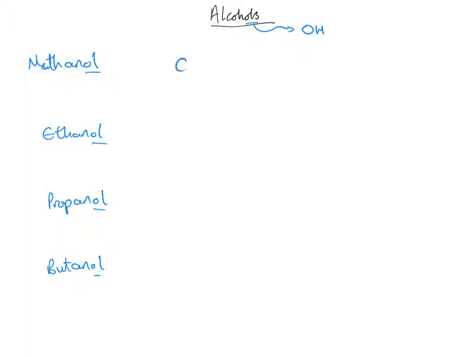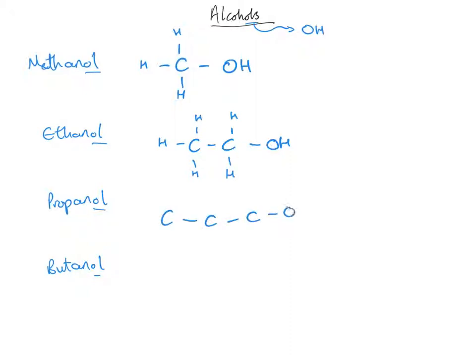So the methanol is the carbon covalently bonded to the OH group. Carbon has 4 bonds. So methanol would look like this. Ethanol, 2 carbons, covalently bonded to the OH functional group. There's ethanol. Propanol is 3 carbons. Again, make sure carbon has 4 bonds. And finally butanol.